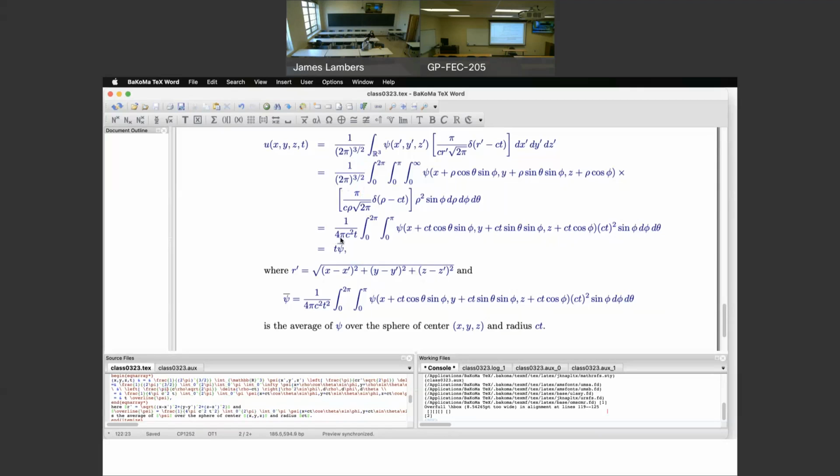And then, as for the c squared, okay. I got this c sitting here already, but because of the delta function being 0 unless rho is equal to ct, this rho becomes ct. So now I have c times t.